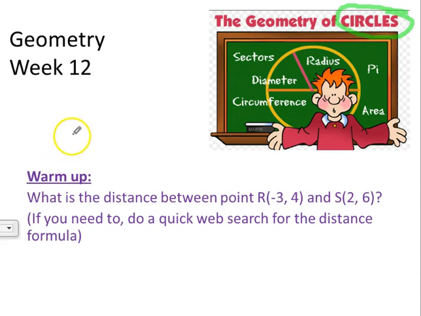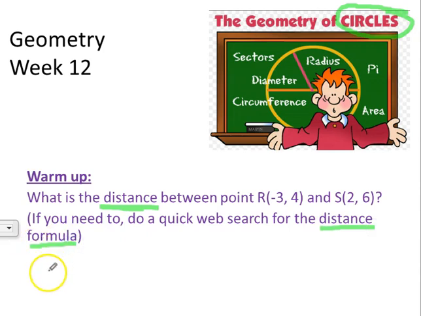So at this time, I do want you to grab your math notebook if you haven't already, and we're going to start with a warm-up. We're going to get our minds thinking back to finding the distance between 2 points. So in this warm-up question, you are going to find the distance between point R that has the coordinates -3, 4, and the point S, which has the coordinates 2, 6. So you are going to find the distance between those 2 points. And I would like you to find the distance between those 2 points using the distance formula.